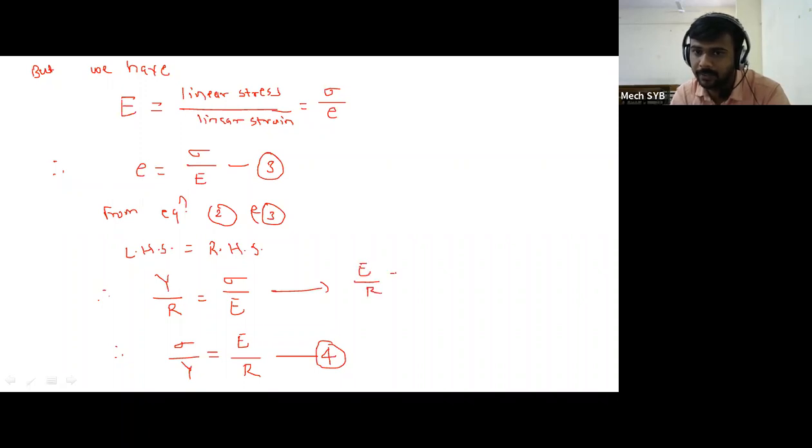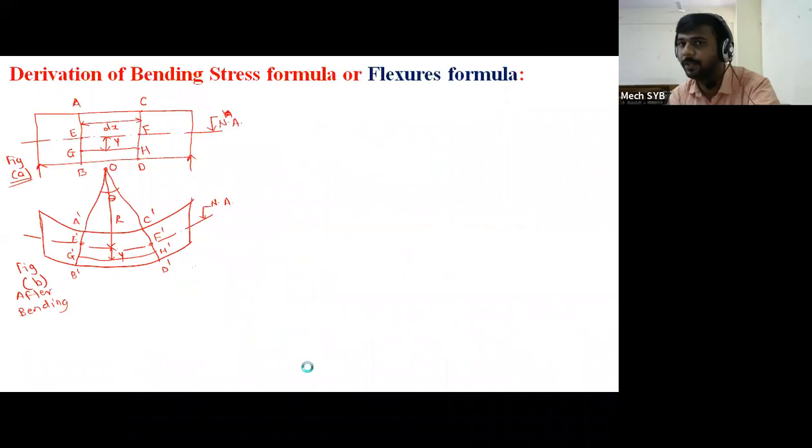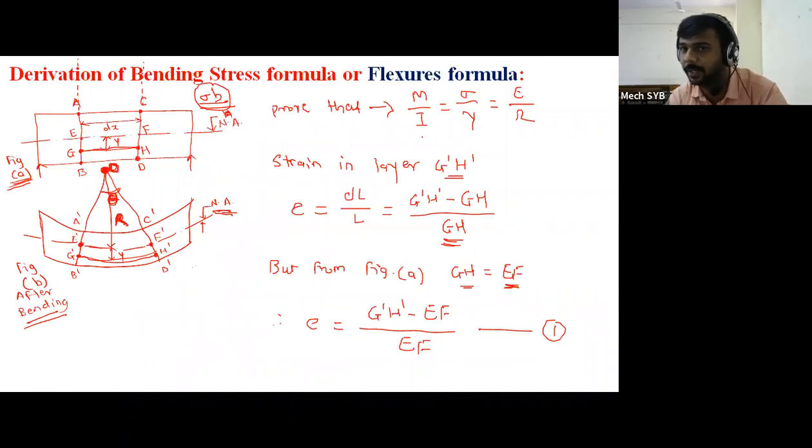E upon R is equal to sigma upon y. The only thing I did was write the sigma upon y term first and the E upon R term afterwards. And if you see this equation number 4, as per our equation, 50% derivation is completed. These two terms have matched: sigma upon y is equal to E upon R. Now the remaining term is M upon I. This term we have to compare with this particular combination. So this is the 50% derivation.